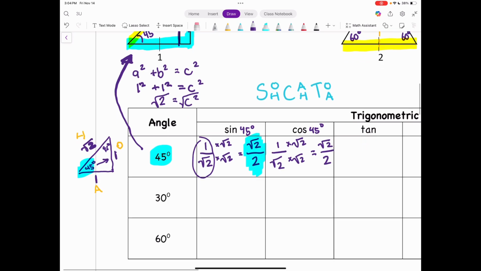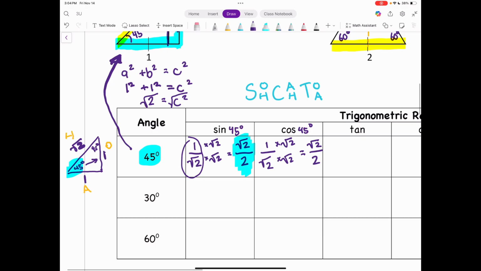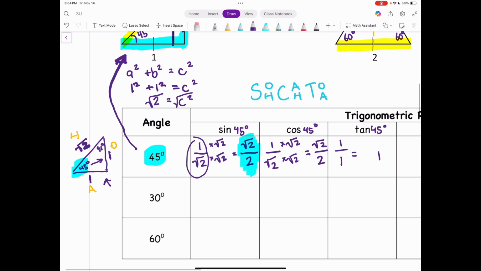Let's do the same thing for tan. Okay, so we're looking at tan 45. Now tan is opposite over adjacent, so my opposite, according to this special triangle, is 1 over my adjacent, which is also 1. So I can simplify that to 1.